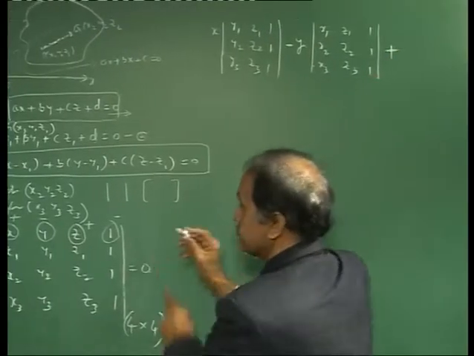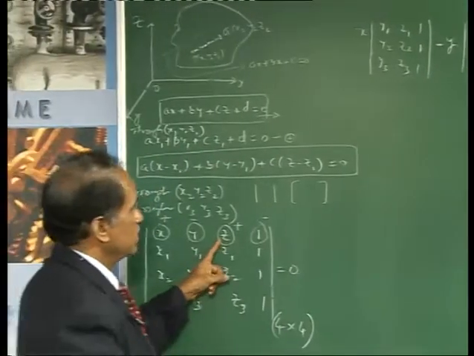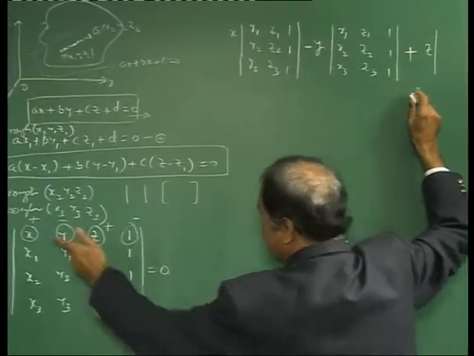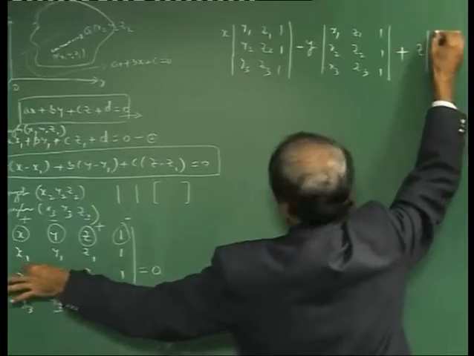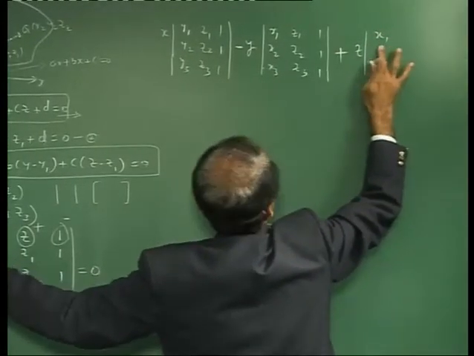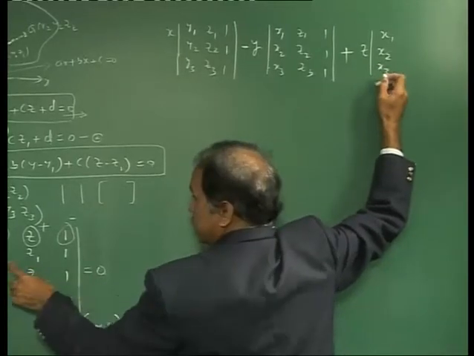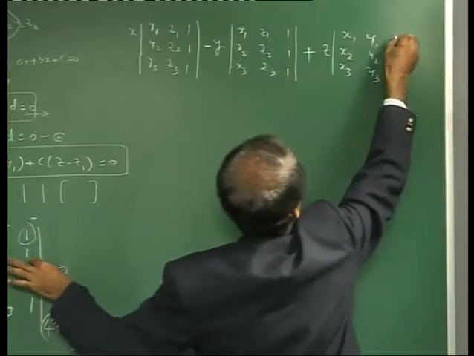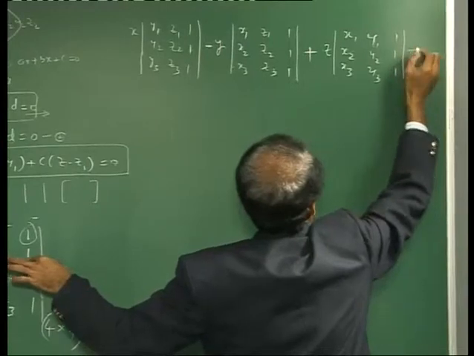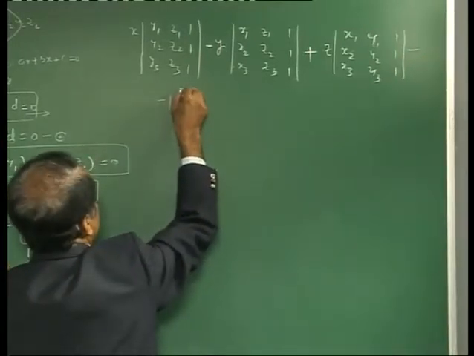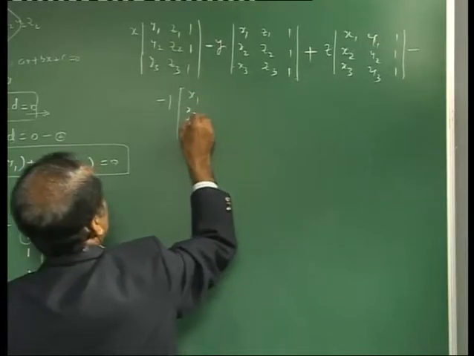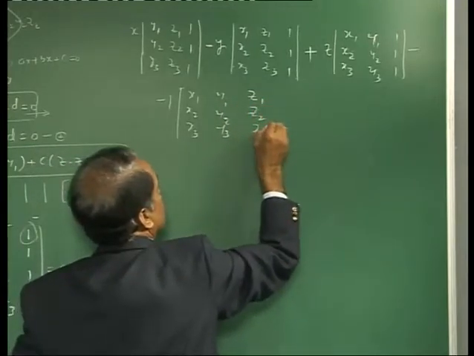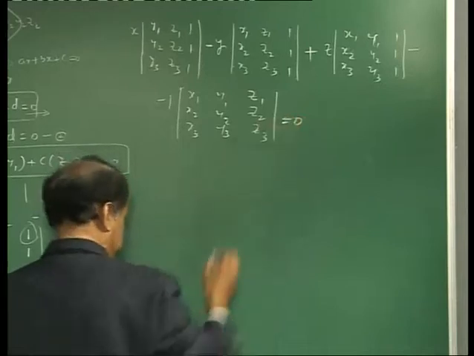Plus of z. So this z will be multiplied by the determinant where the third column you have to ignore and the first row you have to ignore. The remaining elements inside the determinant are x1, x2, x3 and then y1, y2, y3 and the last column is 1, 1, 1. Then minus 1 into determinant x1, x2, x3, y1, y2, y3, z1, z2, z3 equal to 0.